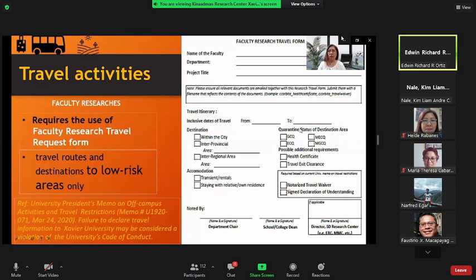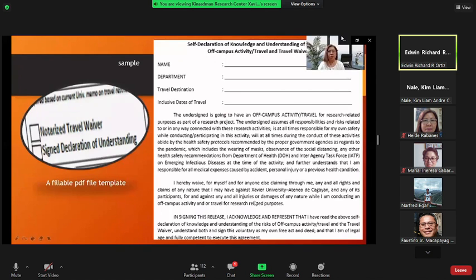If you look at this travel form, you will be required to state the destination and the quarantine status of the destination area. Then, very important, is the notarized travel waiver and the signed declaration of understanding. This is the look of the travel waiver and the signed declaration of understanding. This is a fillable PDF file template that is available on the research website.